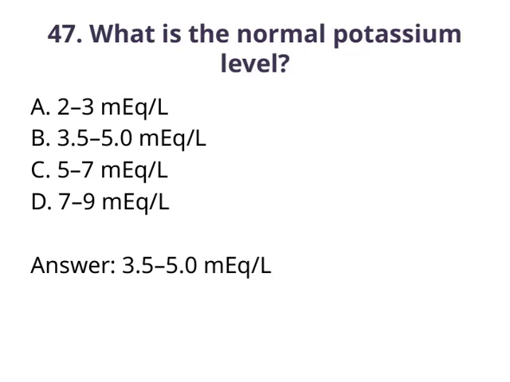So, when we look at normal potassium levels, the correct range is 3.5 to 5 milliequivalents per liter. This range is crucial because potassium plays a key role in nerve function, muscle contractions, and maintaining normal heart rhythm. If potassium levels fall below or rise above this range, it can lead to serious health issues like arrhythmias or muscle weakness.